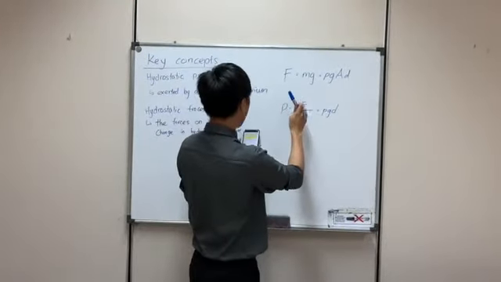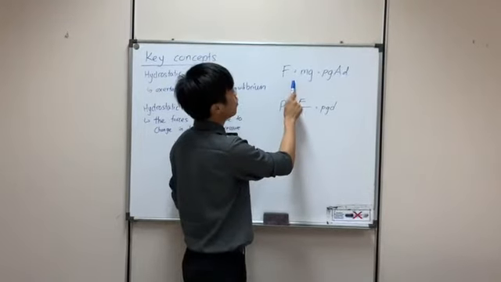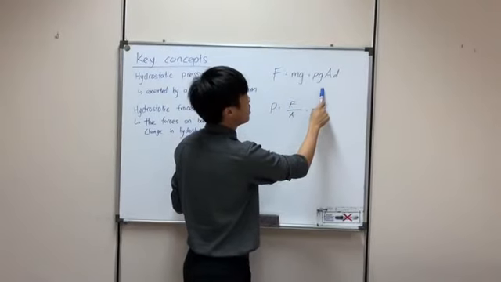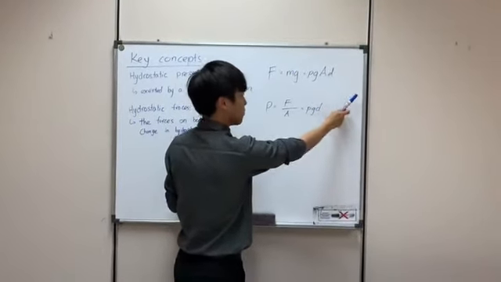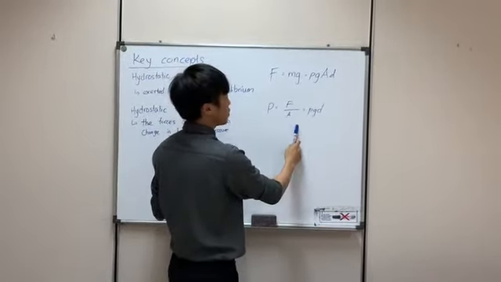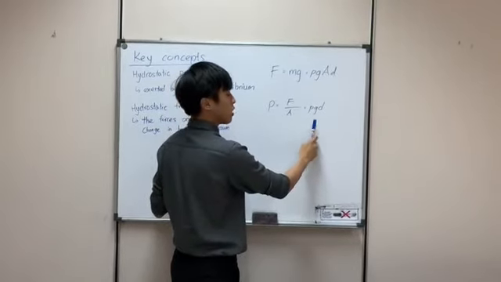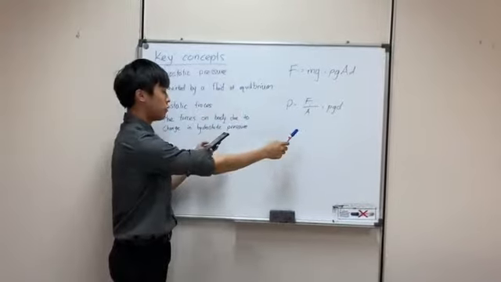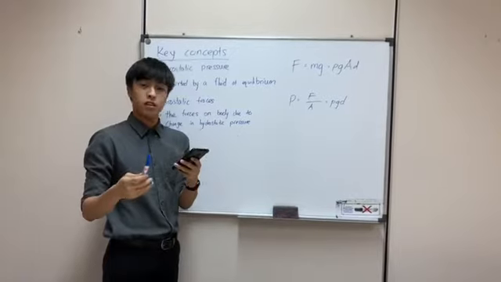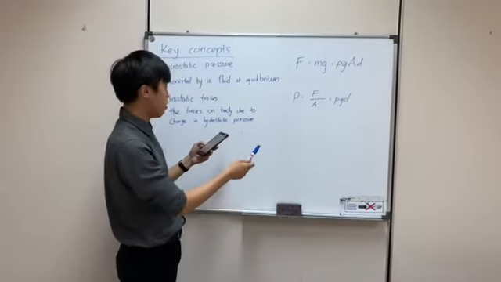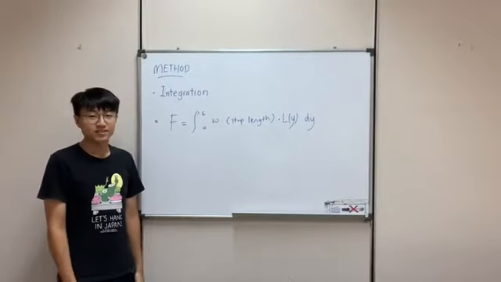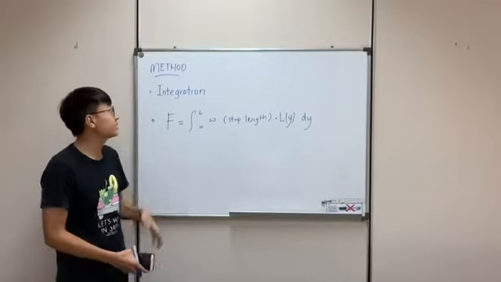The formula is force equals mass times gravity, equals rho times gravity times area times d. And the pressure is equal to force divided by area, equals rho times gravity times d. This helps us determine the hydrostatic force against a vertical plate or wall or dam in a fluid. So the method that we use to find the hydrostatic pressure and hydrostatic force is the integration technique.